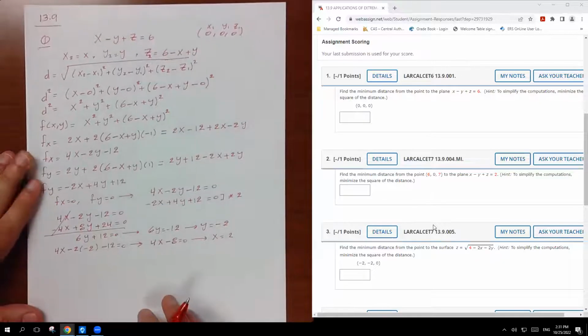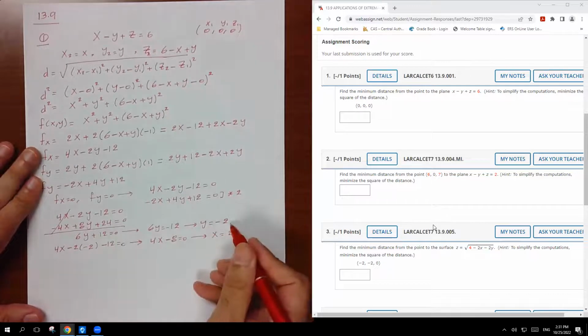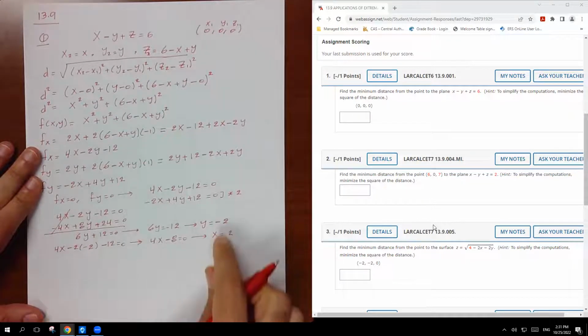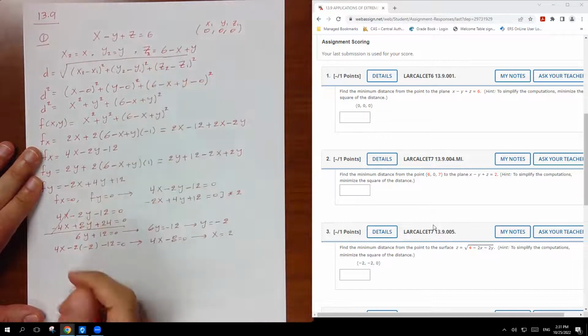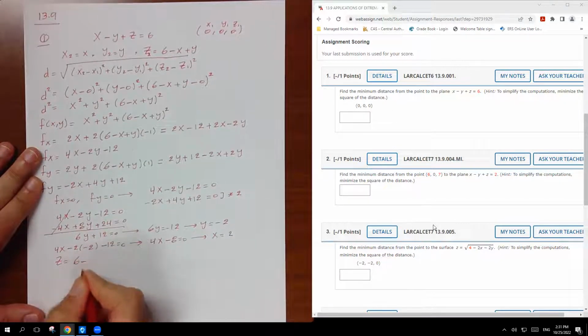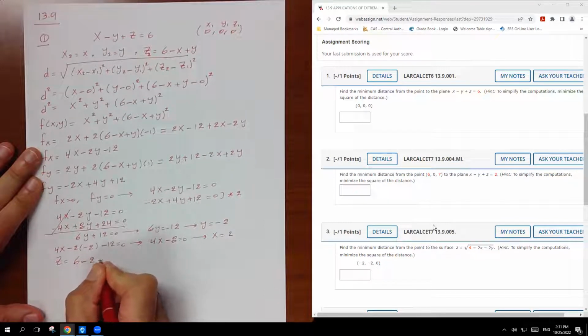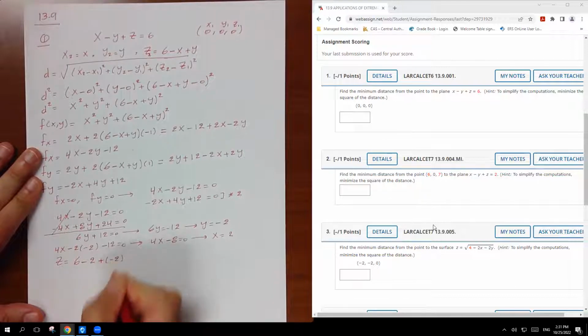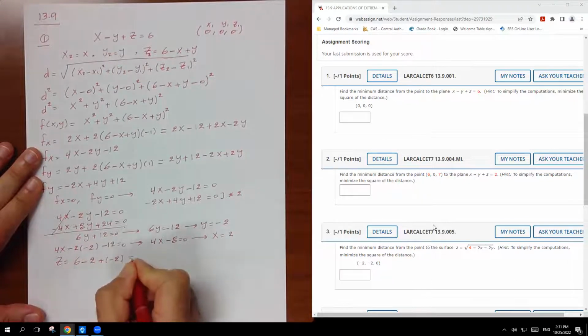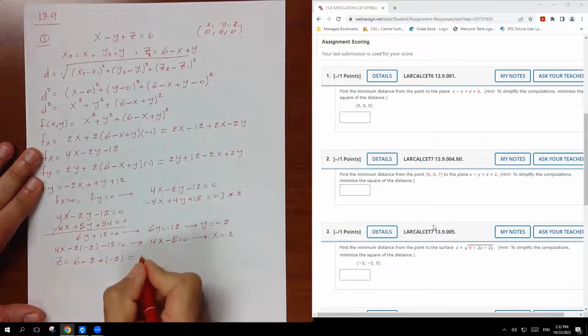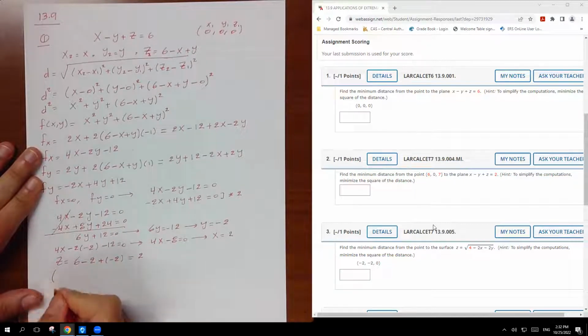Let's keep going. So y equals negative 2 and x equals 2. Plug in x and y in the z. That means z is going to be equal to 6 minus x, which is 2, minus y, which is negative 2, so plus 2. That means 6 minus 4 is going to be 2. So the critical point is x is 2, y is negative 2, and z is 2.